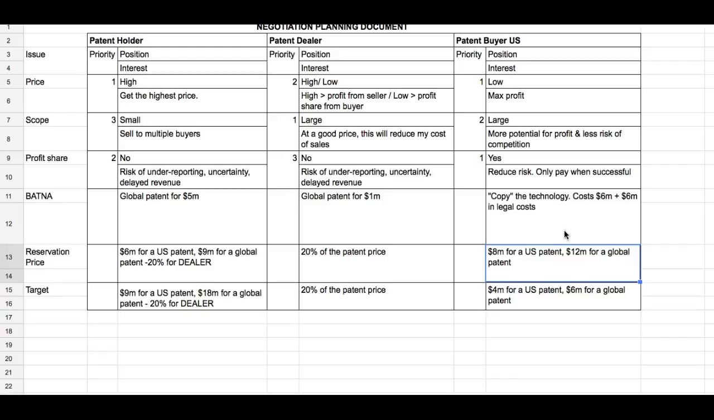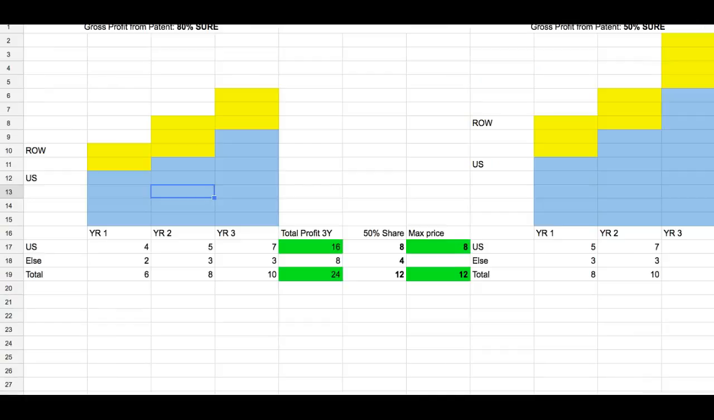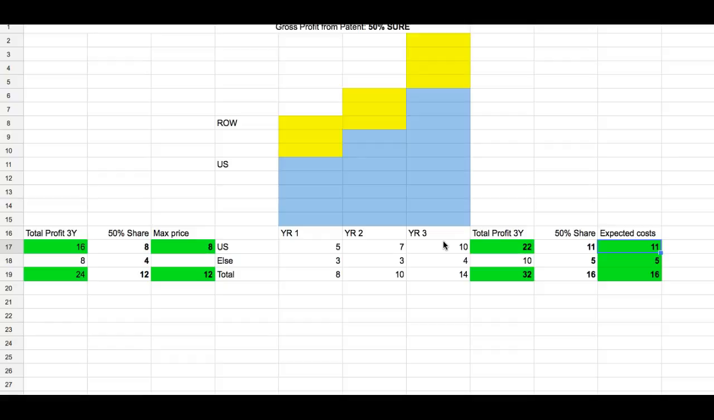Oh, okay. Can you go back to the buyer? Target? Yeah, this doesn't make sense. This is different. 24 million; 8 and 12 is the reservation price. That's the maximum price he wants to pay. That's just a given, the reservation price that he says. If it's more than that, there's no deal. 50% sure. This is just a simulation. Yeah, so basically, then what the expected costs are.